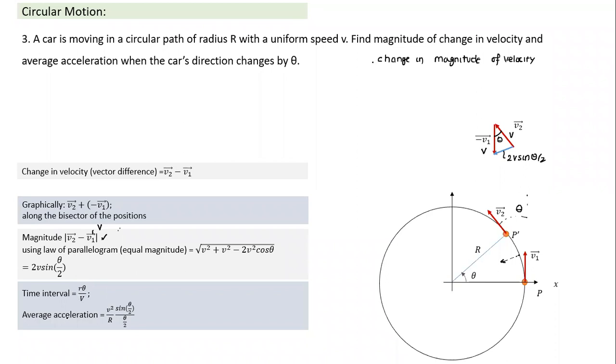So what is the average acceleration? Average acceleration is the change in velocity divided by time. If I divide by this particular time here, it comes out equal to v square by r. I have written it in a particular format.